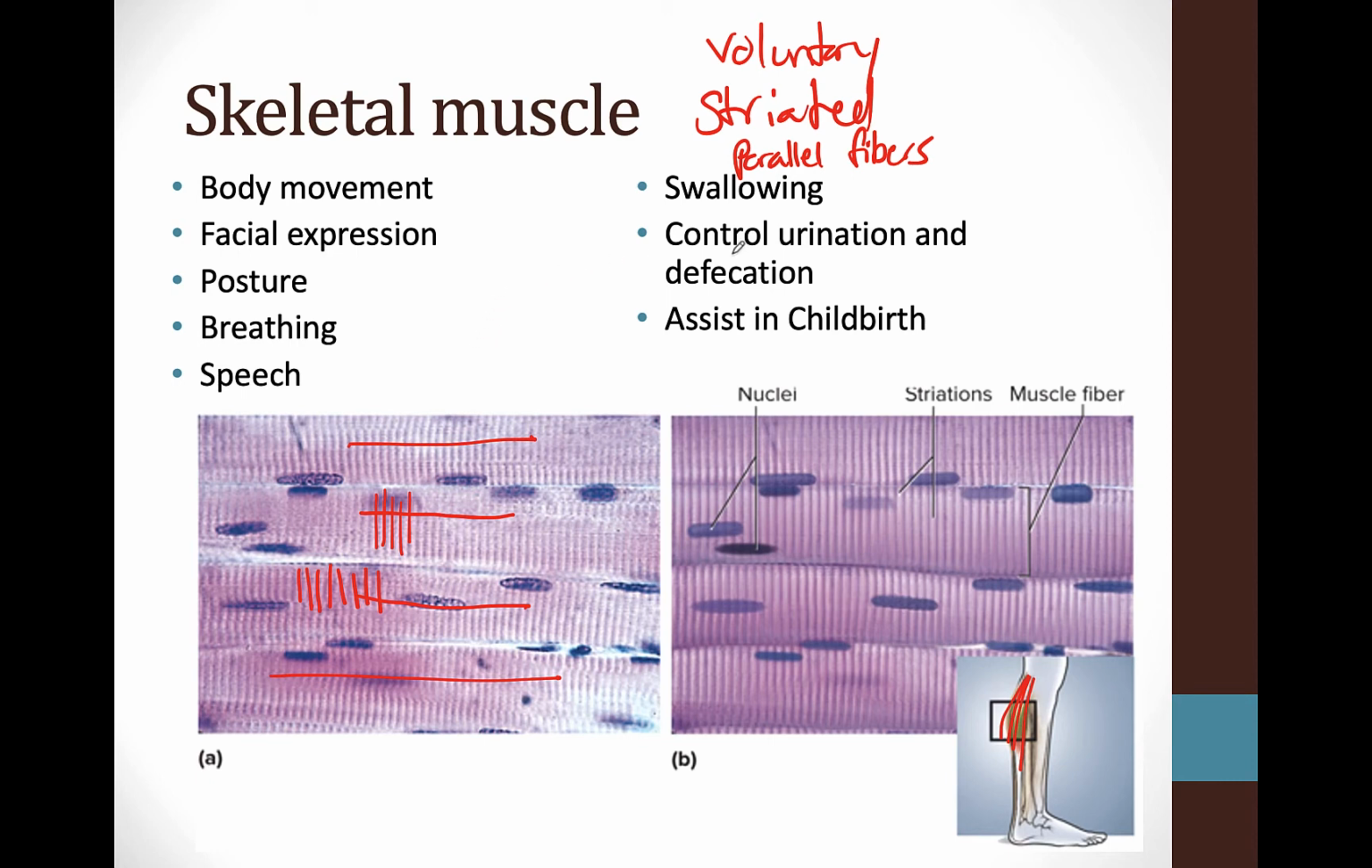And these are used in almost any kind of movement of the body or within the body. Muscles in your mouth move your tongue to help you speak. Assisting in childbirth, so when you push to assist in childbirth through labor, that's skeletal muscle. Any muscle you can consciously control is a skeletal muscle.